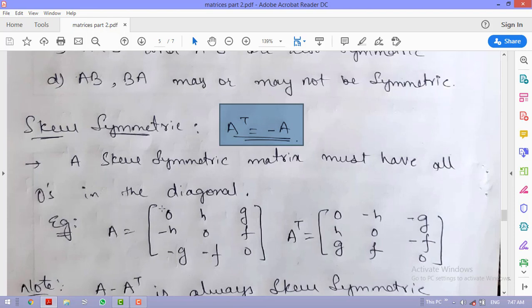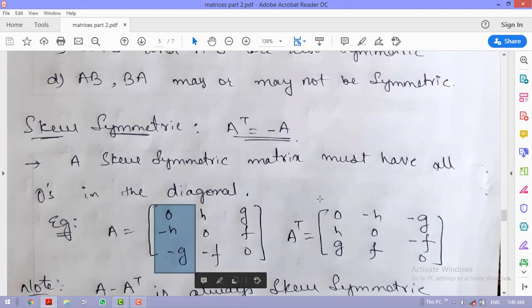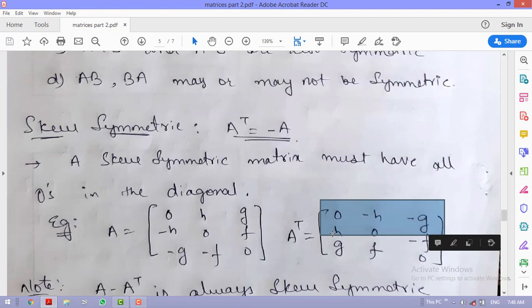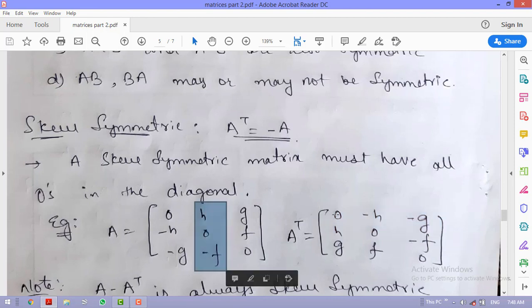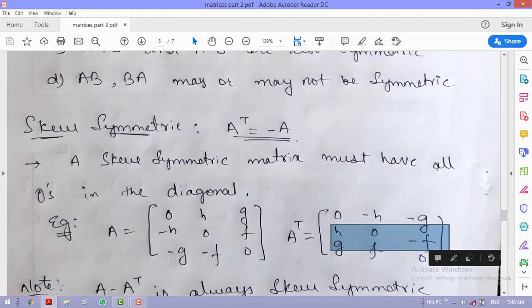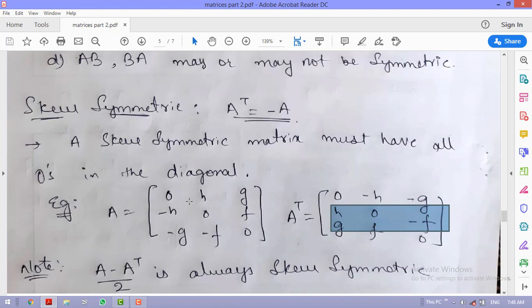Here you can see that all diagonal elements are 0. Even if I transpose that, the column 0 H G I change into a row as 0 minus H minus G, and this column I change to a row as H 0 minus F, and the last, G F 0, I have changed to a row G F 0. So you can see that H has been changed to minus H, G has been changed to minus G. That's the point I want to make: if A transpose is equal to minus A, then that is skew symmetric.